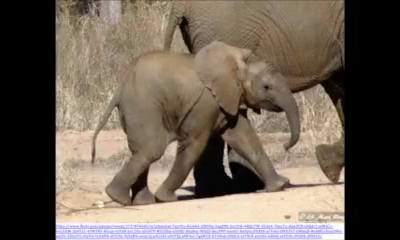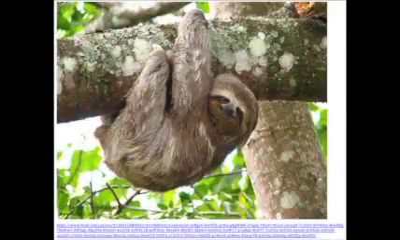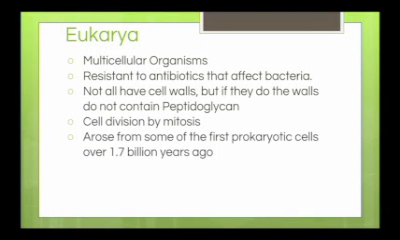Every multicellular organism on this planet, whether it be a sloth or a cucumber, evolved from a single-celled organism. This supports the theory that eukaryotes evolved from prokaryotes.